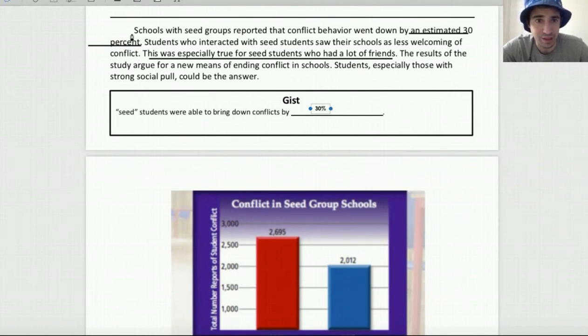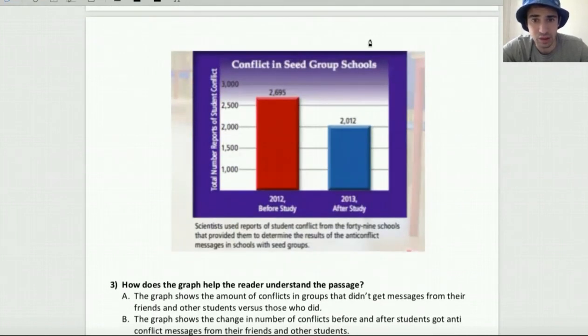Now I have my text feature. My text feature here looks like a pretty big graph. It's allowing me to compare a couple of things. So first thing I'm gonna do is read the title of my graph, Conflict in Seed Group Schools. So I know that this is showing me the number of conflicts that are going on in this school. And it says here the total number of reports of student conflict. So these are the total number of student conflicts. And it says before the study and after the study at these schools.